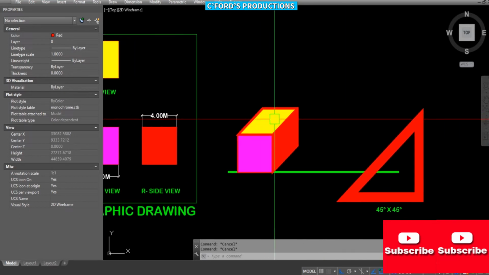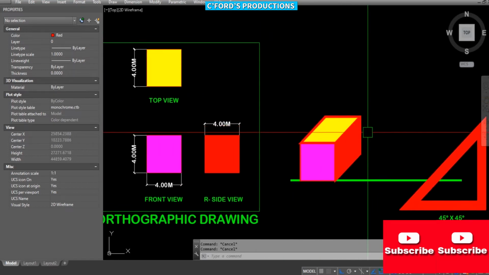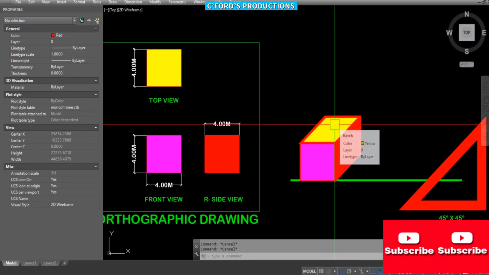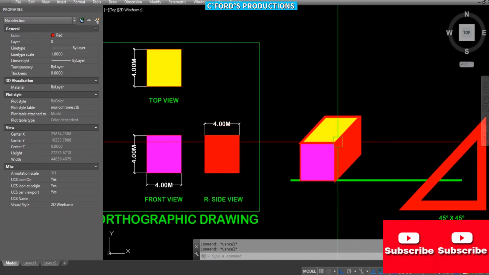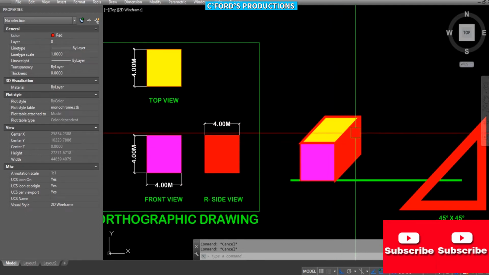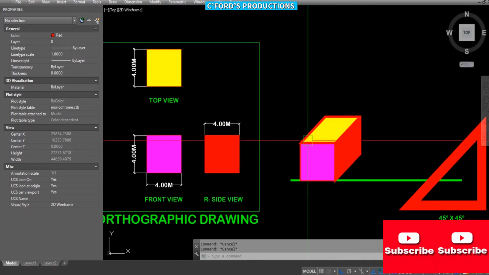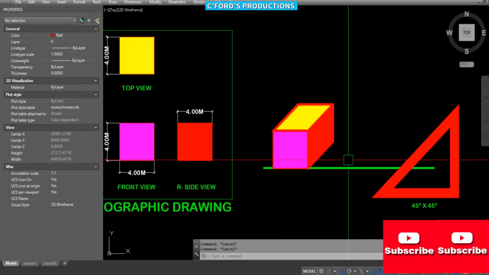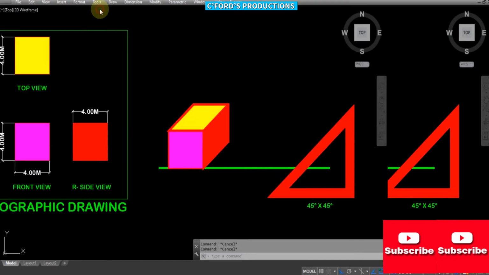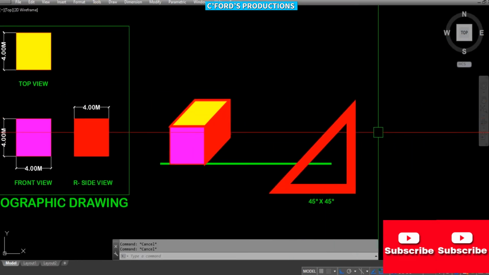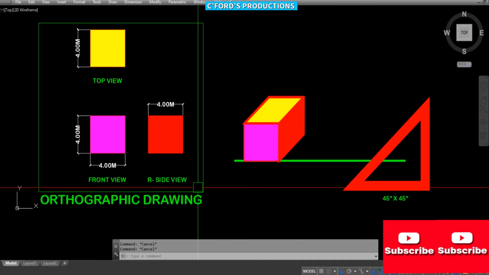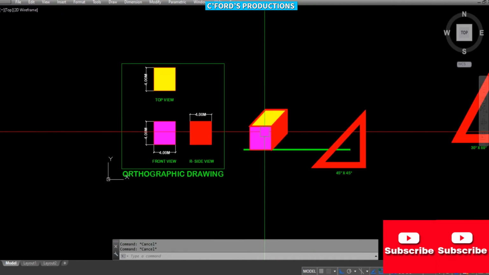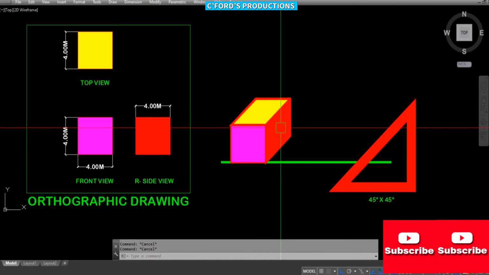Okay, so this is our final actual object in oblique projection. So next, we'll make also an isometric to see what is the difference between the two projections.